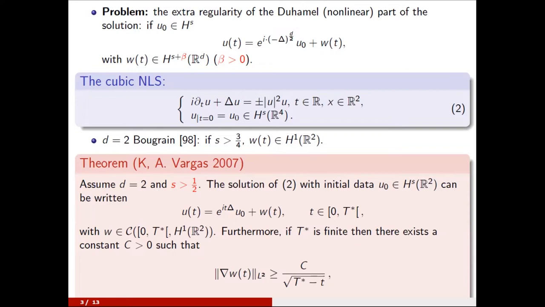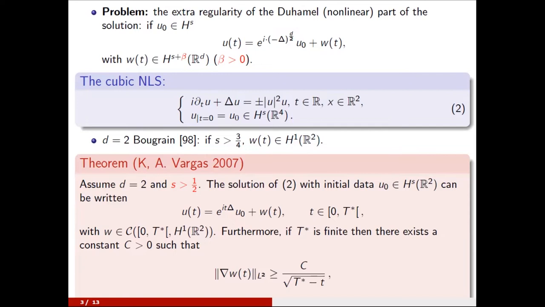So this result has been improved by Anna and myself in 2007. In the cubic case, when the dimension is two, actually we have that the Duhamel part is in H^1 for s bigger than 1/2. And I think Bourgain conjectured that this should be optimal. We cannot go lower than 1/2.